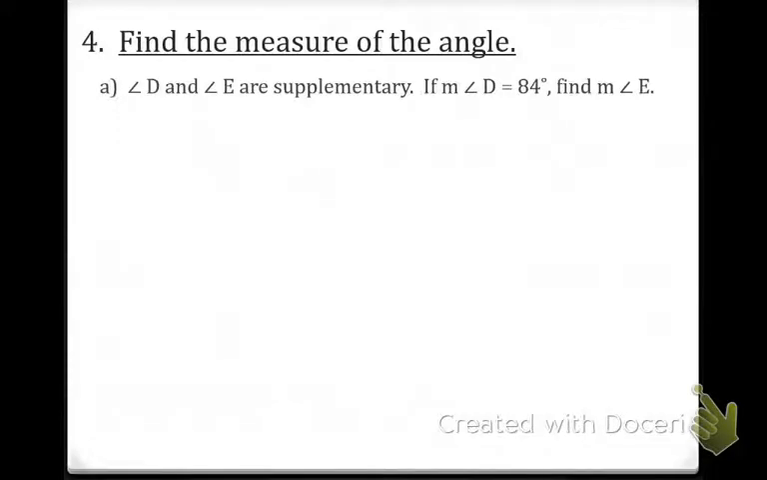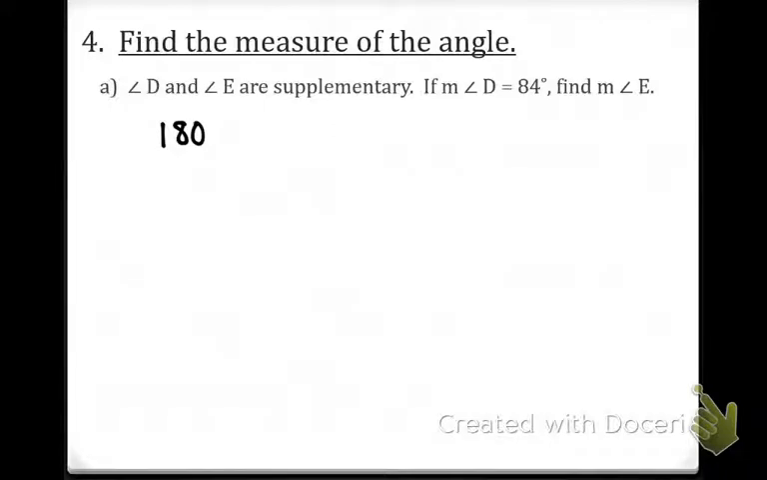Number 4 is asking us to find the measure of the angle. If you see right here where it looks like this, that says angle D, all right? So angle D and angle E are supplementary. If the measure of angle D is 84 degrees, find the measure of angle E. How would I do a problem like this? What do you think, Kyla? Subtract 180 degrees minus 84 degrees. You're right.